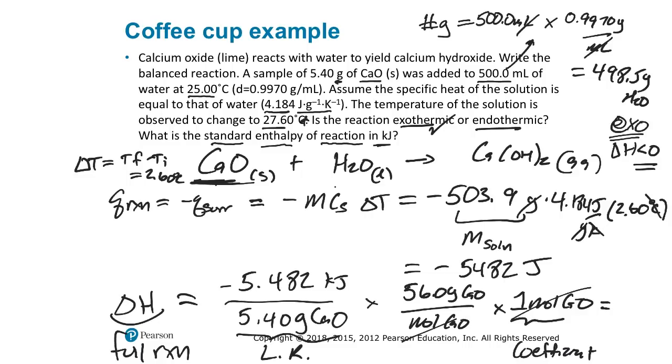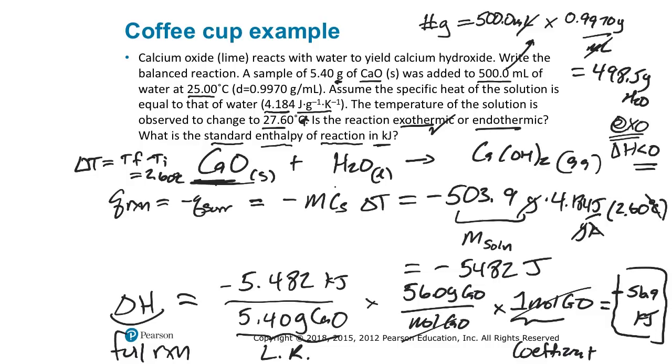And then that gives us the full answer. So if we go 5.482 divided by 5.4 times 56 times 1, that works out to be negative 56.9 kJ.